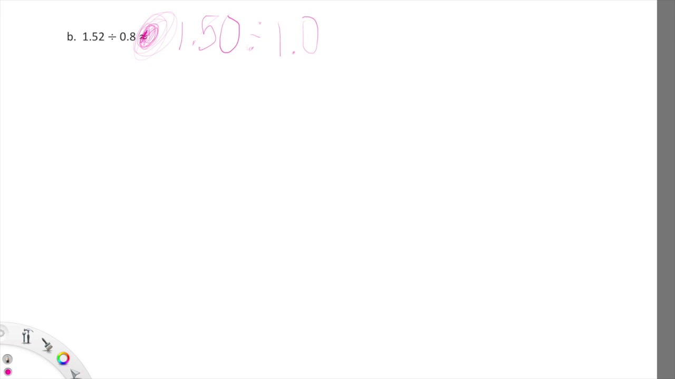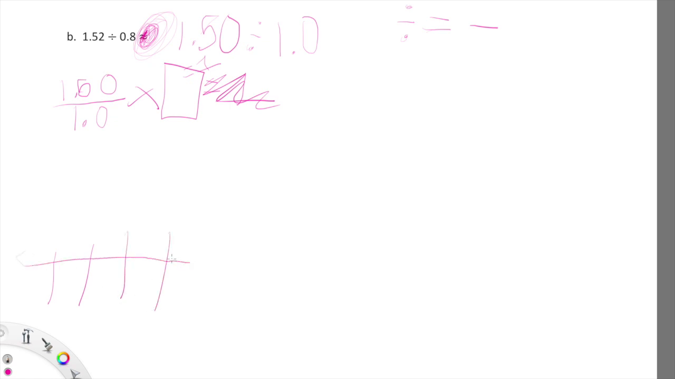So now we're going to make this a fraction, because the division symbol is equal to a fraction bar. Okay, so the fraction that we have right now is 1.50 over 1.0. So now we're going to multiply it by some fancy fraction that is equal to 1. Sorry, I forgot to put the decimal point here. So now let's see on our place value chart, you can use this if you want, a place value chart that we used a long time ago.